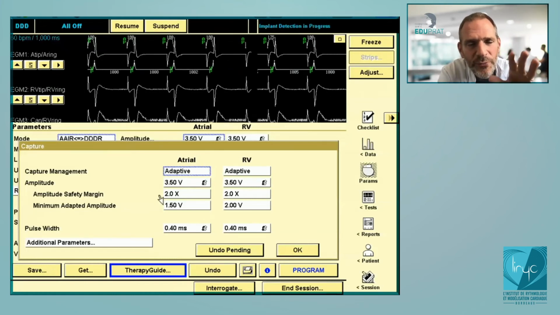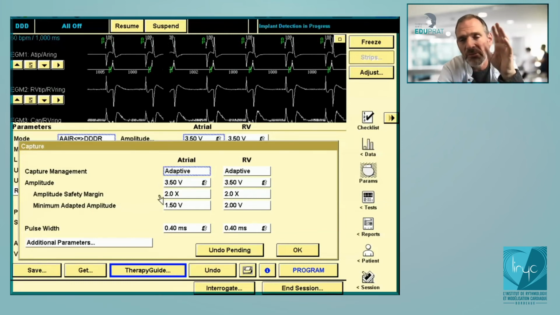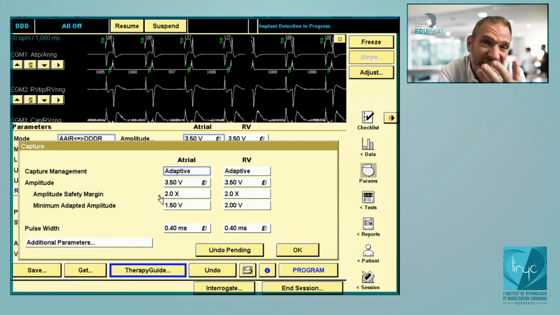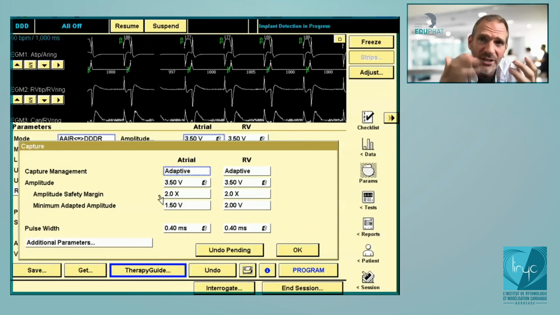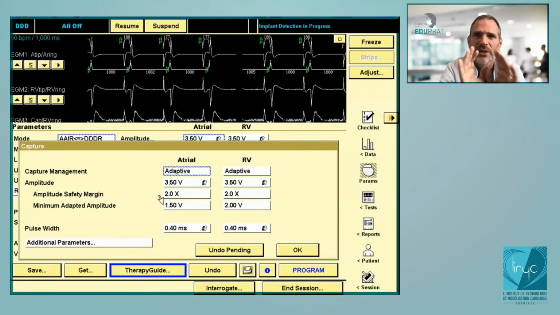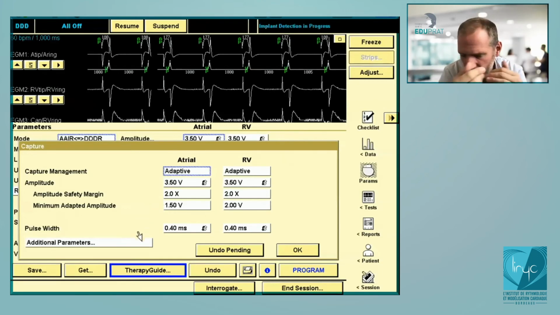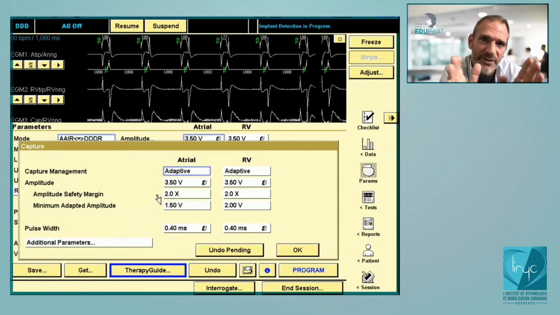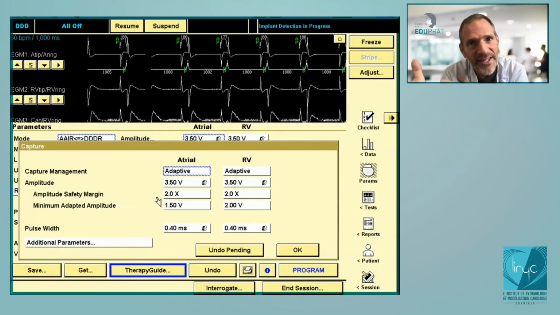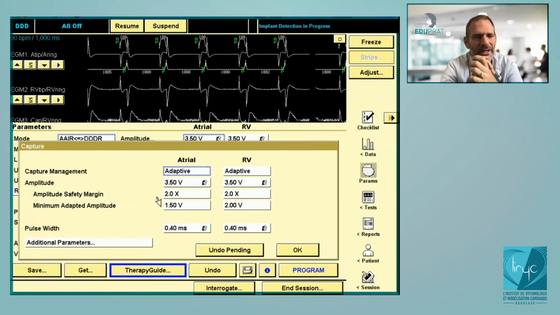I'm not really convinced about this adaptive programming inside the atrium, whatever the company, because I don't think in terms of safety it helps a lot. And I don't think either that it will decrease the consumption of the battery considerably. But you can program it, that's not a problem. You have the choice between monitor and adaptive. It's very important in the ventricle, much less so for the atrium, okay?